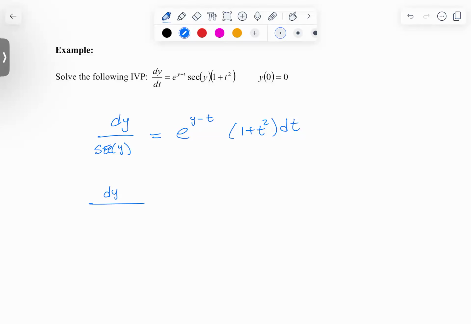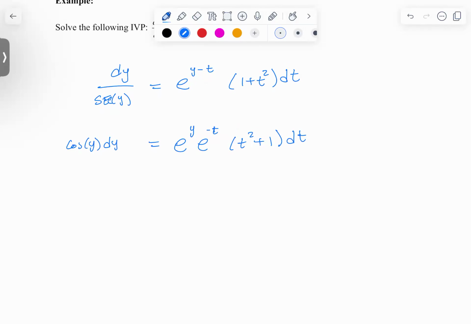And so actually 1 over secant is cosine. So this actually becomes e to the y, e to the negative t, which is e to the y divided by e to the t, just with some division. So again, it always comes back to algebra. Now I can bring that over. So now I'm going to have cosine of y e to the negative y over here dy equals e to the negative t squared plus 1 dt.